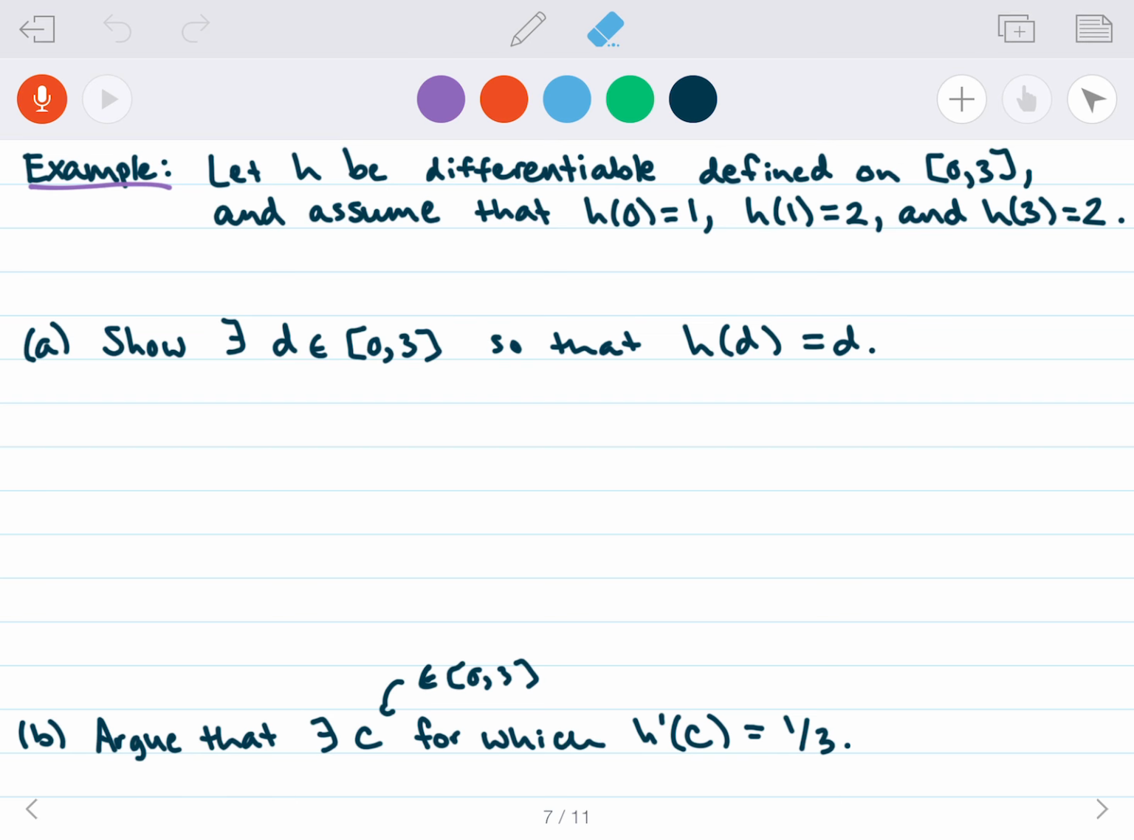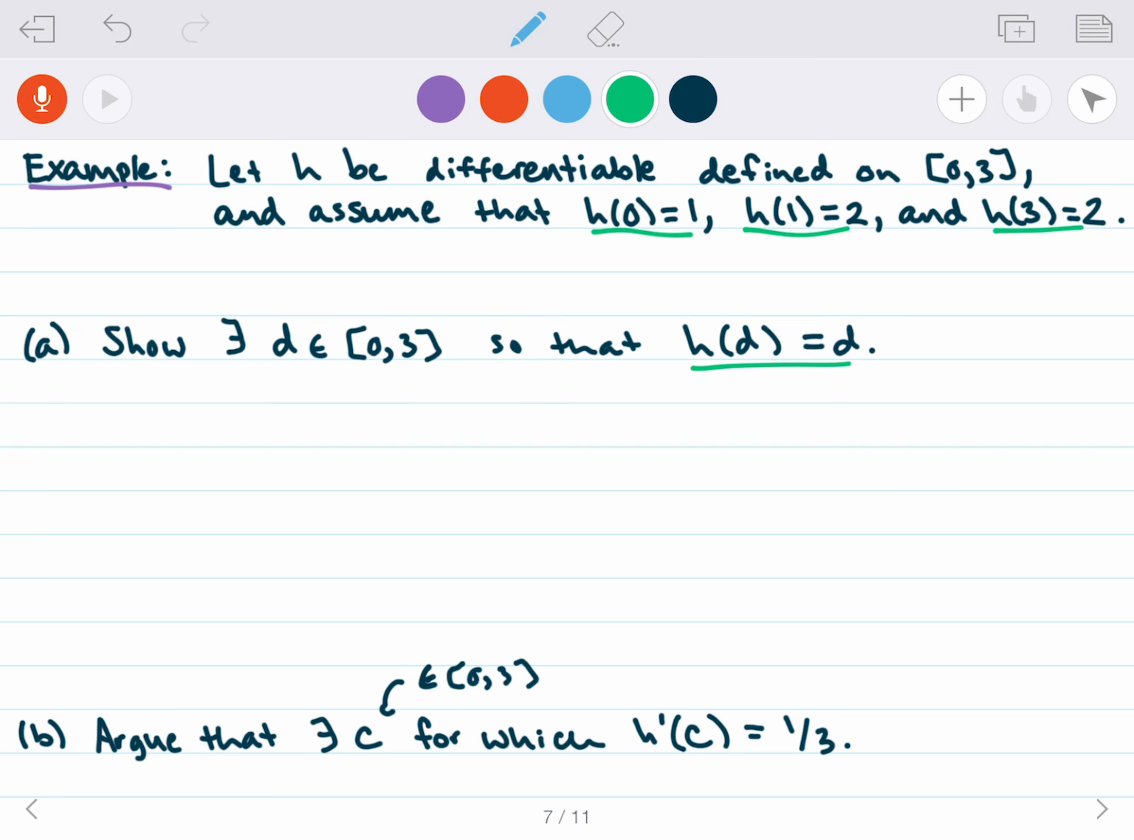Okay, so now that we have some new theorems in our toolbox, let's go ahead and put them to work. So let's look at this example. So we have that h is a differentiable function. Let h be differentiable and defined on [0, 3], a compact interval. And assume that h of 0 equals 1, h of 1 equals 2, and h of 3 equals 2. Okay, so we want to prove first that there exists some d in the closed interval from 0 to 3 so that h of d equals d.